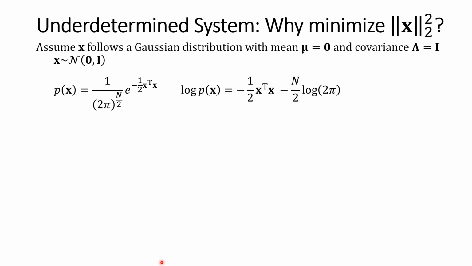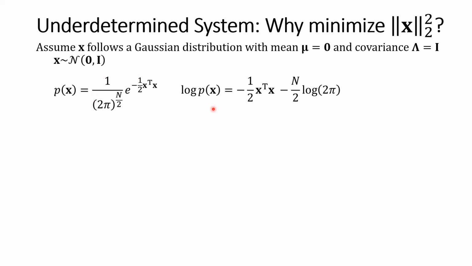In the overdetermined system, we were trying to minimize the squared error. We formulated the objective function phi of x accordingly, and we tried to find the solution x that minimizes that, and that was pretty straightforward. But in case of underdetermined systems, why did we choose to minimize the L2 norm of x squared, which is x transpose x? So what's the rationale behind that? This is explained below. In the absence of any prior knowledge about the distribution of x, we assume that x follows a Gaussian distribution with zero mean and covariance equal to the identity matrix. So this is the prior probability distribution of x, and the probability of x is given by this expression here.